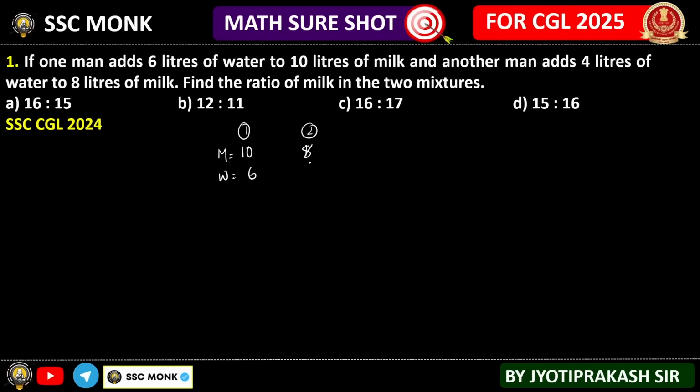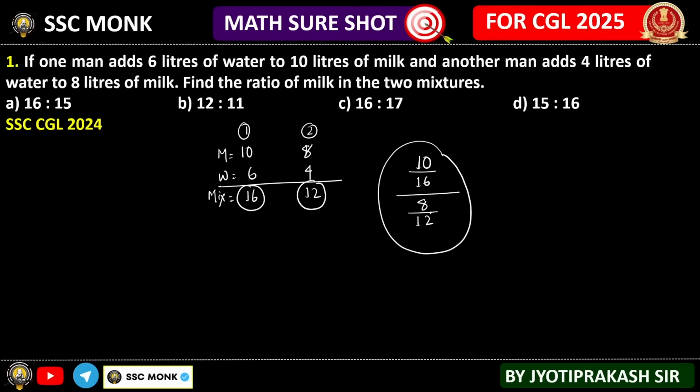The first man added 6 liters. The second man added 4 liters. Now what happened? A mixture was created. In this mixture, the total mixture volume is 16. Here the total mixture volume is 12. Now it is asking to find the ratio of milk in the two mixtures. This is mixture 1, this is mixture 2. In mixture 1, 10 liters of milk is there out of 16 liters of mixture. In mixture 2, 8 liters of milk is there out of 12 liters of mixture. So this is the ratio of mixture 1 to mixture 2 milk.